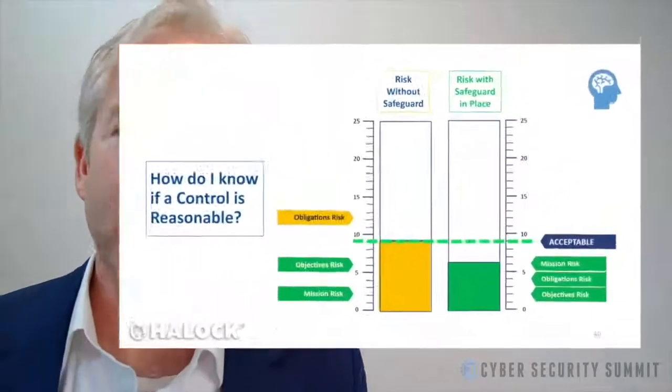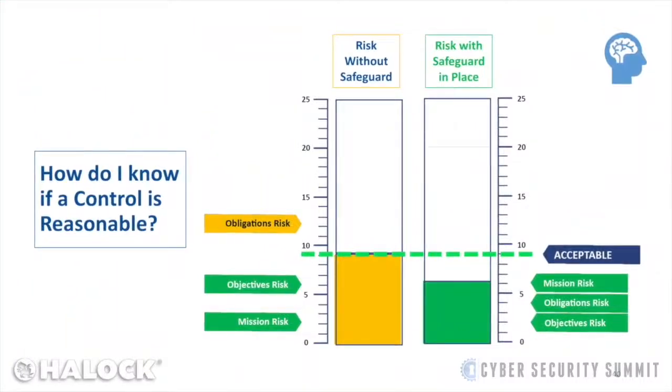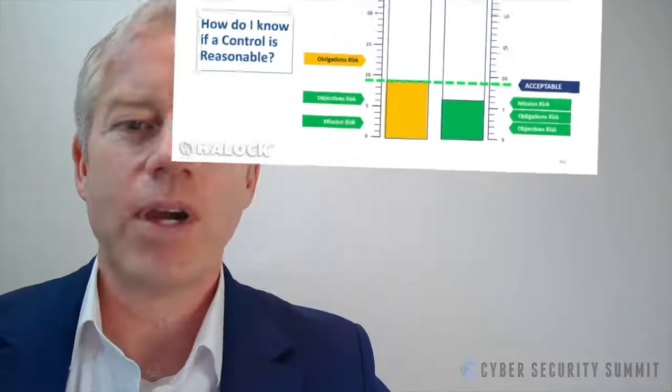So how do I know I'm looking at a reasonable control? Well, let's say I did a risk assessment on the left, and I saw that one of my risks was over my acceptable level of risk. Let's say it was my risk to my obligations. That's all of a sudden not acceptable. If one person's not okay, no one's okay. If I can find a safeguard and put it in place where my mission, my obligations, my objectives are all okay, that's what I mean by risk reasonable or acceptable. I can show that I took care of everybody the same way, on our own terms.